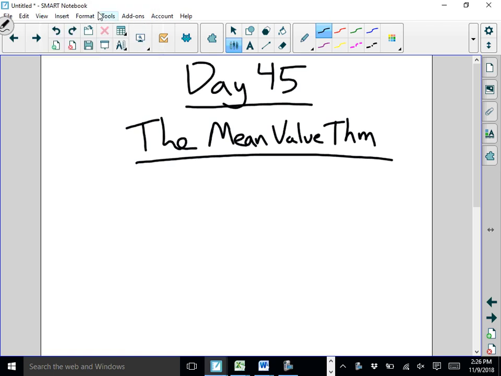We're looking at something different today. We're looking at a very important theorem called the mean value theorem. The mean value theorem is pretty important in calculus, and we'll just take a look at what it looks like here. I'm going to start with the definition, and then I'm definitely going to take some time to explain what that definition means.